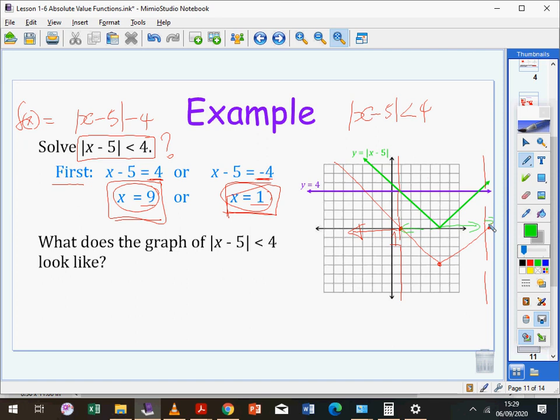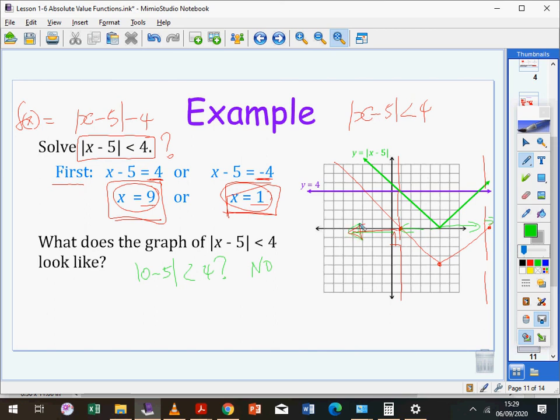Now, if I use the value of x that's less than 1, if I put 0 in this absolute value inequality, if I put |0 minus 5|, then I ask myself, is that less than 4? The answer is no, because |0 minus 5| is 5, an absolute positive value, which is not less than 4. So I know that this section is not wanted. This section before 1 does not satisfy my inequality.